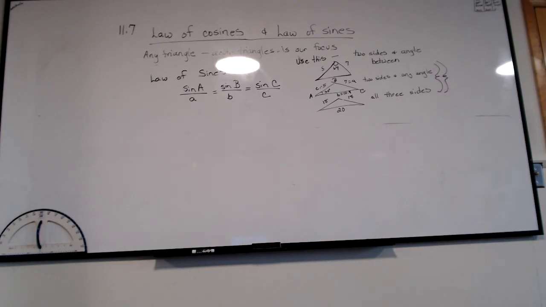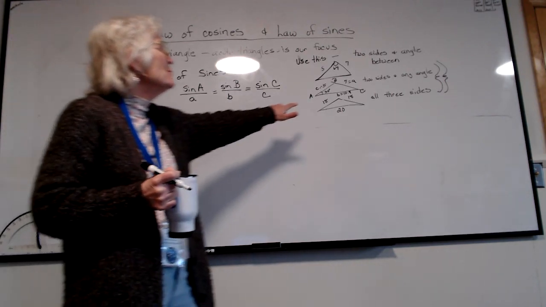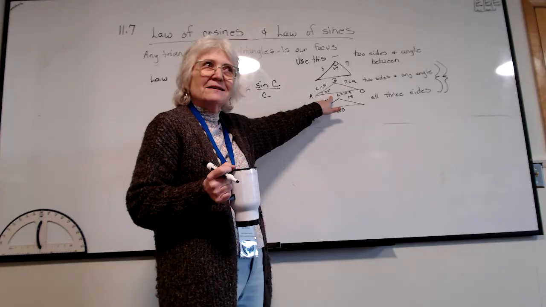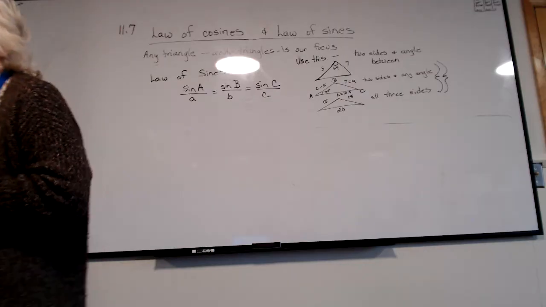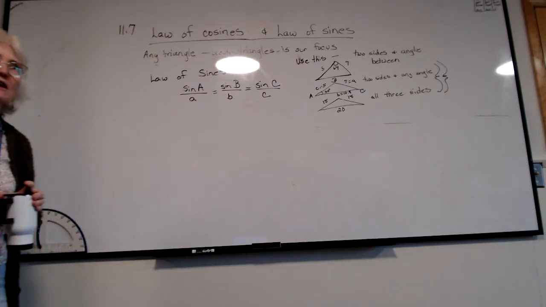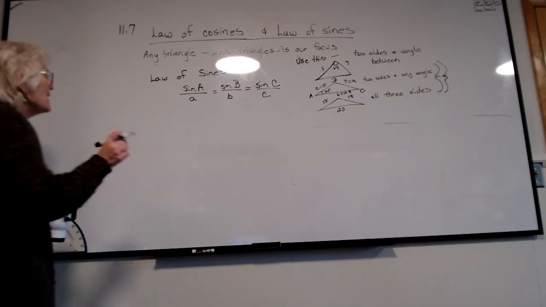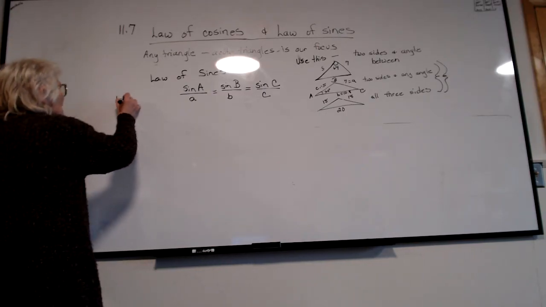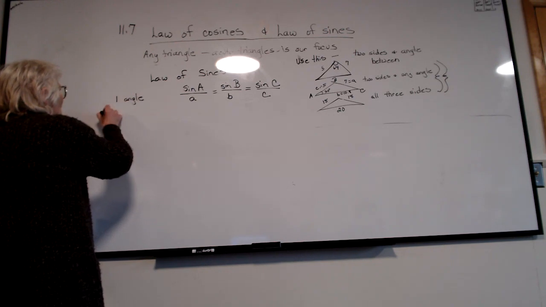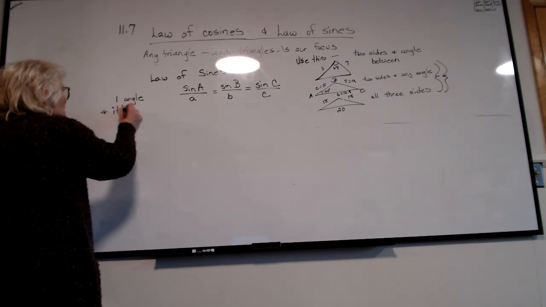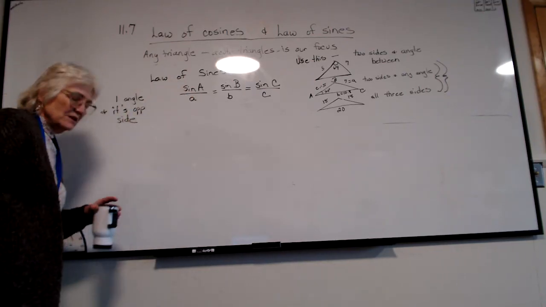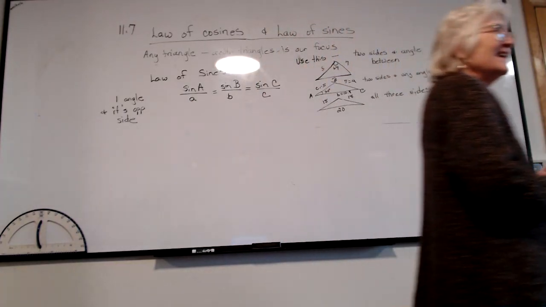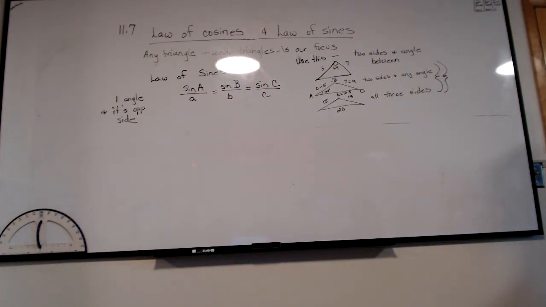Okay, so let's see if we can come up with 10.8 by using the law of sines. For the law of sines, you have to have at least one angle and its opposite side. Because if you don't have one ratio, you can't find the other ratios. So you have to have at least one ratio. Okay. So let's see what we get.